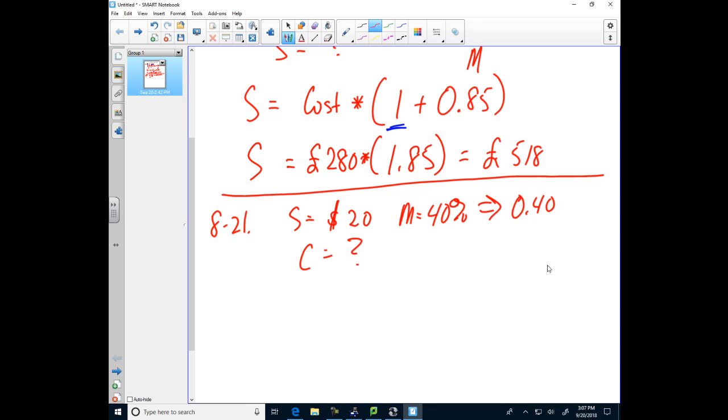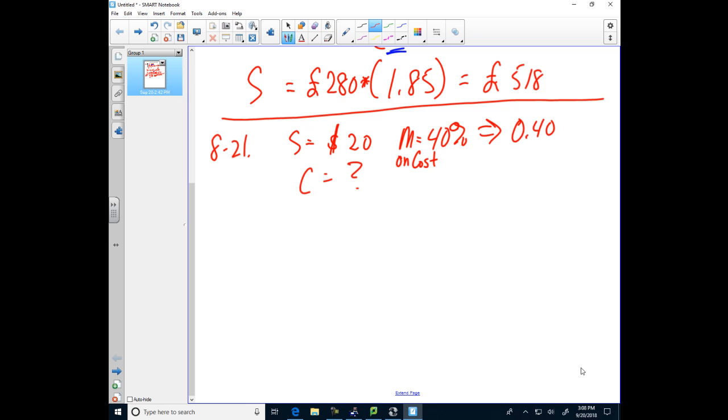Doesn't that fit what we have here? By the way, you should add "markup on cost," because later on we're going to be looking at problems where a markup is based on selling price. So you need to qualify that. So I think we've got a formula there already in the proper form, don't we? Cost equals S divided by 1 plus M, markup on cost.